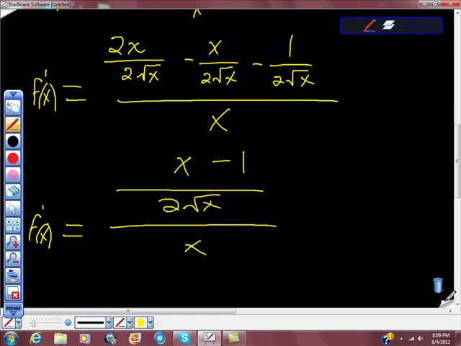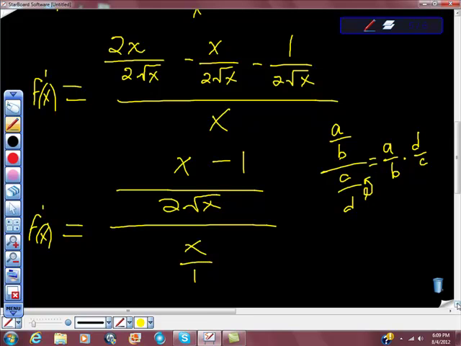You'll see. Now look at this for a second. I'm going to look at this as a complex fraction. Remember this? A over B over C over D. You need to know this rule: it's A over B times D over C. What happens is when you have a complex fraction, you take the reciprocal of the bottom number. So the bottom number in this case is x over 1, isn't it?